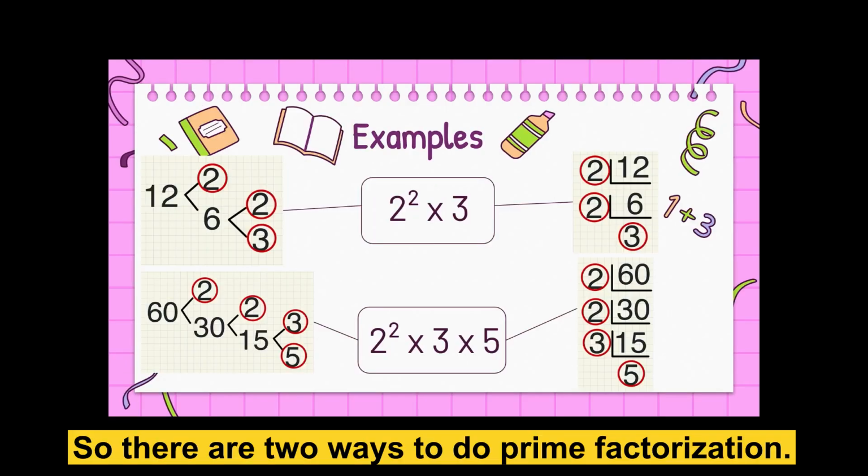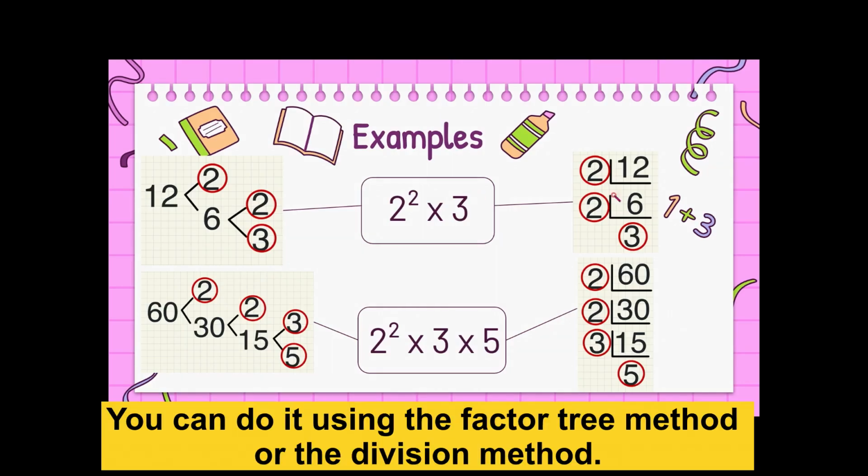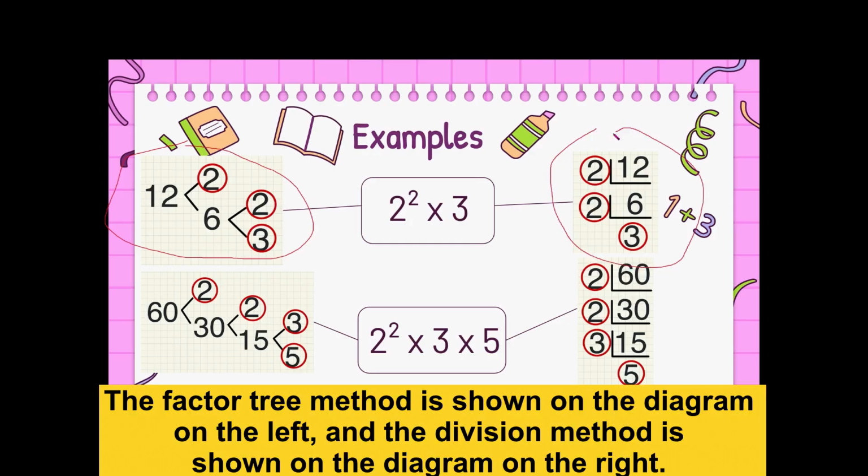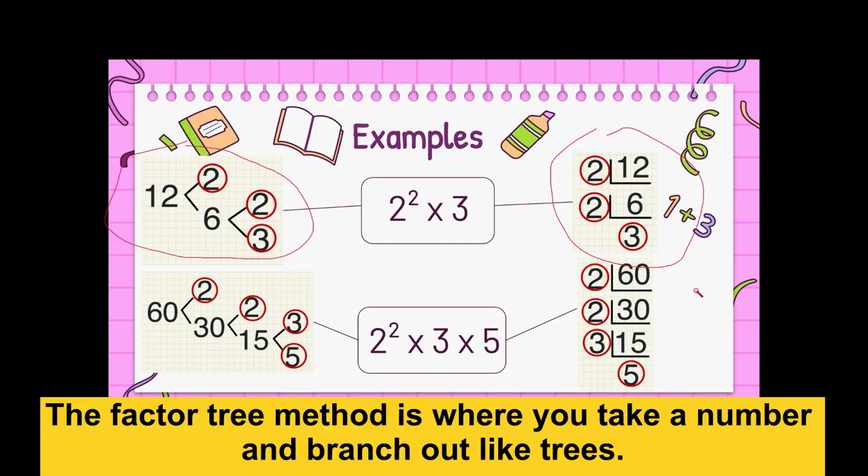So there are two ways to do prime factorization. You can do it using the factor tree method or the division method. The factor tree method is shown on the diagram on the left, and the division method is shown on the diagram on the right. The factor tree method is where you take a number and branch out like trees.